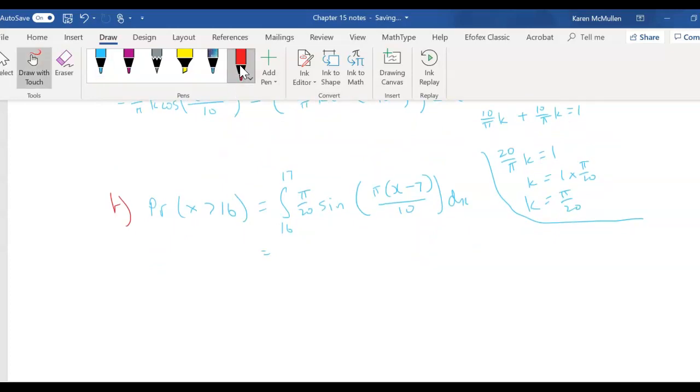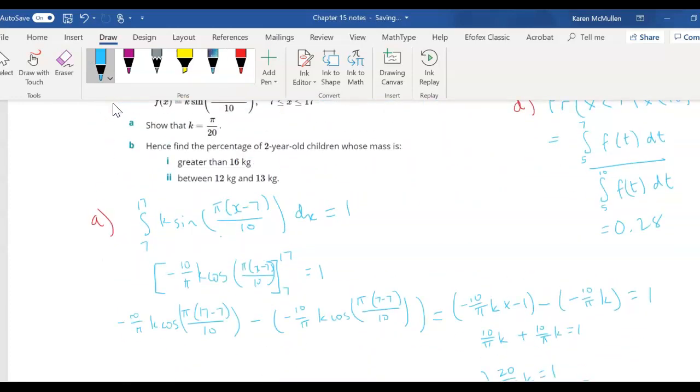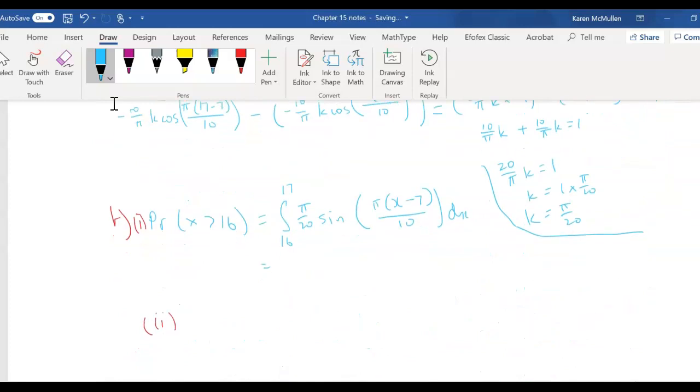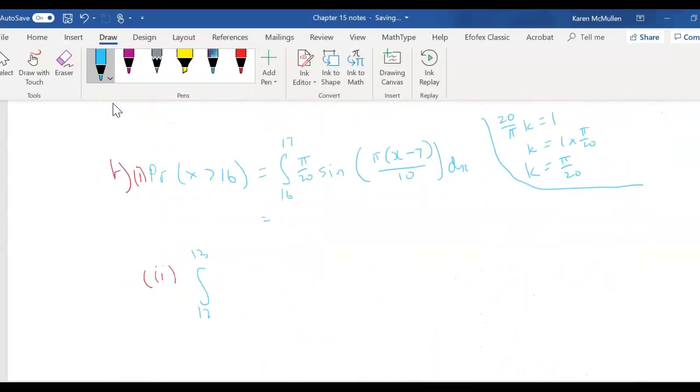So that was the first part. And then part 2, what have we got? Between 12 and 13 kilos. So we're just setting up the same definite integral, but we're going from 12 to 13. Okay. And our function, so pi on 20 sine pi x minus 7 on 10 dx. And then you can just do that by hand or on your calculator.